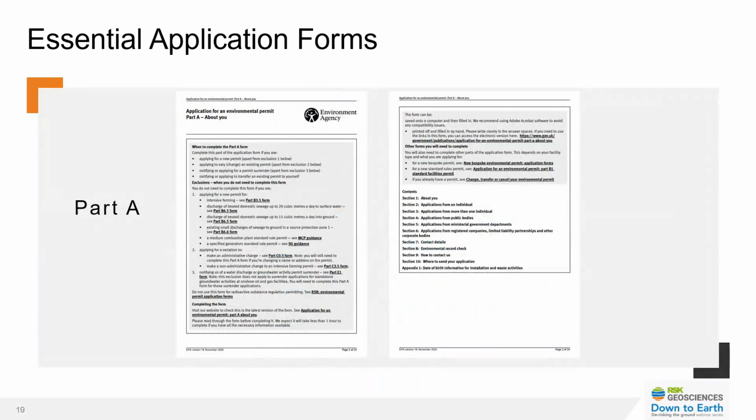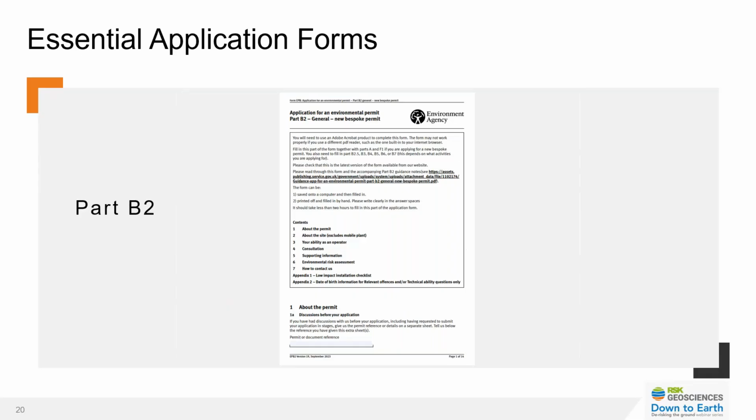So Part A captures essential applicant and site details, which will include contact and billing information, and it's a mandatory requirement for all new bespoke permit applications. It ensures that accurate and complete information is utilised, and that will facilitate the successful processing of the application.